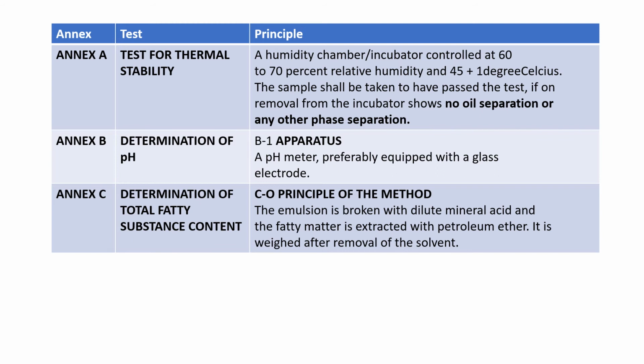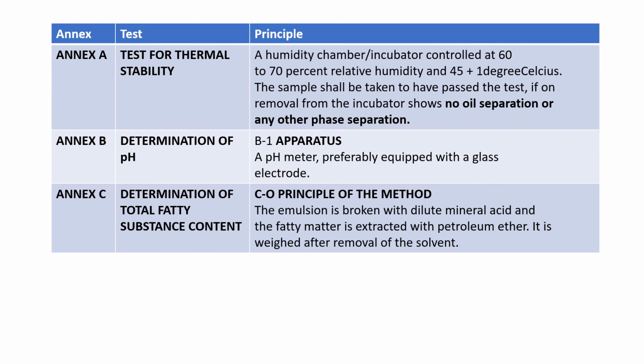Annexure C is about the determination of total fatty substance content. The principle of this method is that the emulsion is broken with dilute mineral acid and the fatty matter is extracted with petroleum ether. It is weighed after removal of the solvent. With this principle, there is a detailed methodology which needs to be referred to for conducting the test. As of now, you can understand at least these minimum 7 tests which need to be carried out as per the Bureau of Indian Standards for the testing of skin creams.